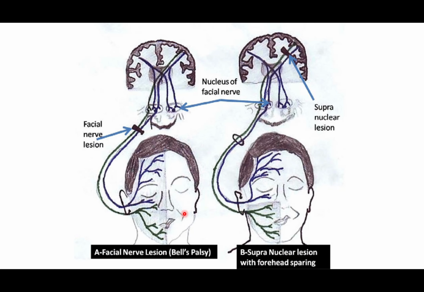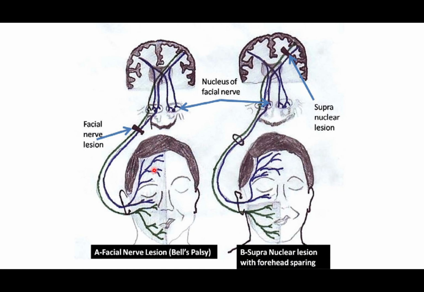We have a diagrammatic representation of this. When there is a lesion of the facial nerve, the whole side of the face, the whole affected side of the face, will be paralyzed.